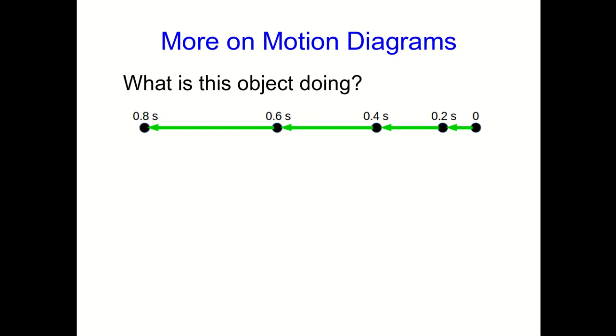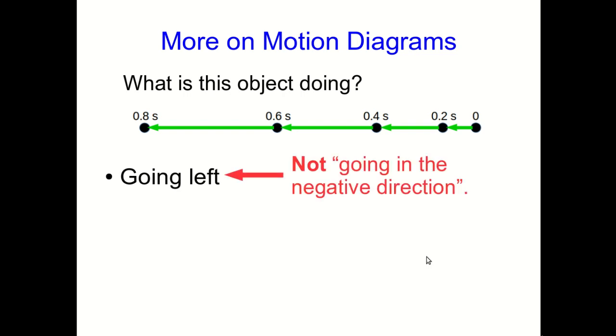Okay, so you've hopefully come up with some things. I'm sure you can see that it's going left. Now, you might have been tempted, based on things from previous physics courses, to say that it's going in the negative direction. I'm going to say that's wrong. It's definitely going left. Why is it wrong? Well, because we haven't defined our axes. We don't know anything about how to assign numbers to the positions or the velocities yet, and so it's not correct to say it's going in the negative direction.